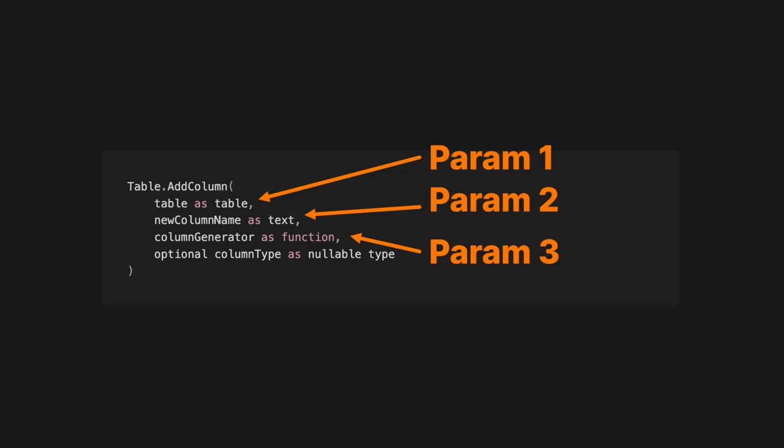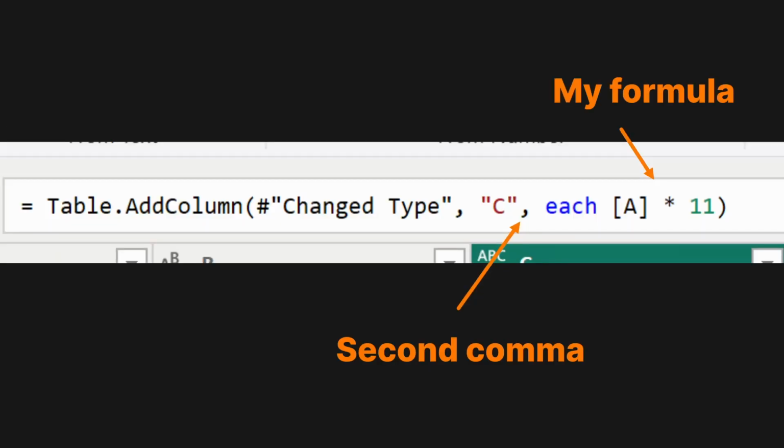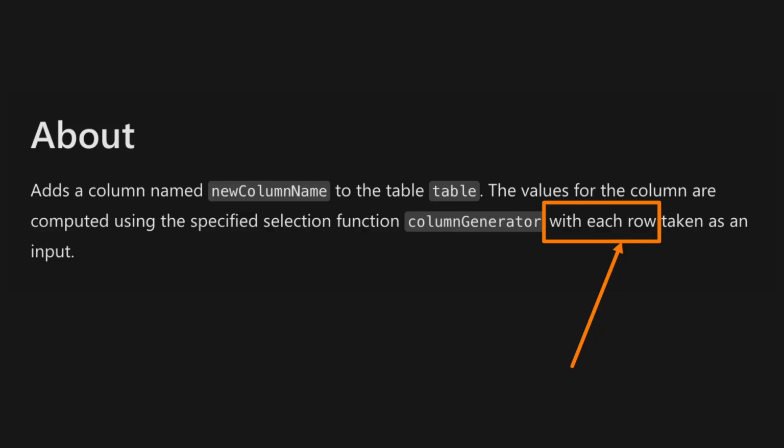Well, actually 4, but only 3 of them are required. Parameters are separated by commas, as you can see. Your formula appears after the second comma, which means it's the third parameter. The doc says this third parameter should be a function which runs through the entire table and calculates the value of the new column for each row.